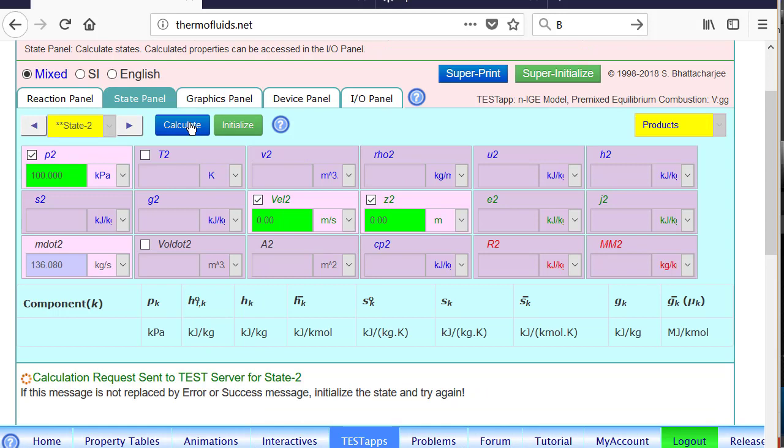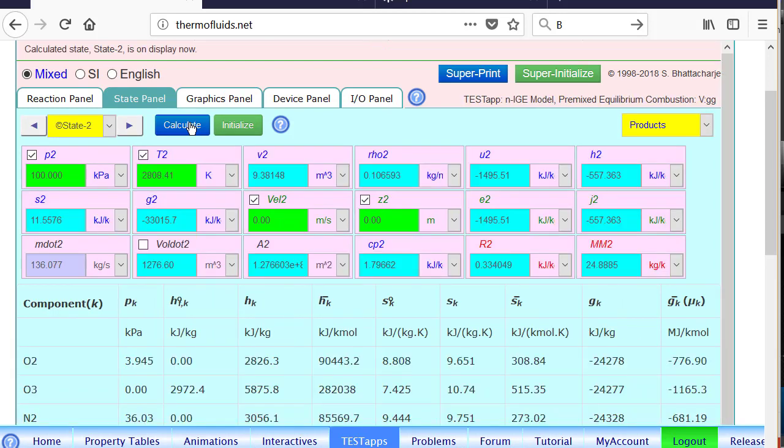The second calculate, this time it will do the equilibrium calculation, and the temperature is found to be 2808. It's considerably lower. Notice 2808 is almost 1000 Kelvin lower, and this is the most realistic temperature for methane combustion with 50-50 oxygen and nitrogen in theoretical amount.